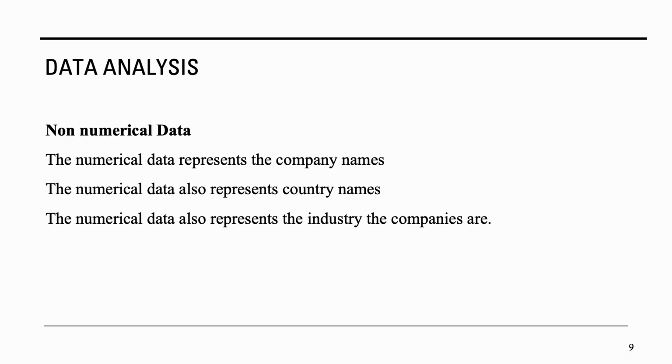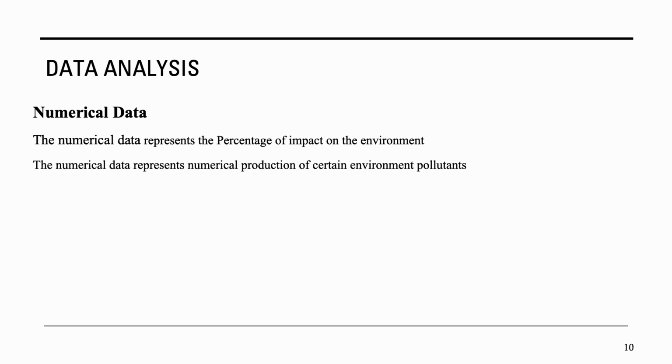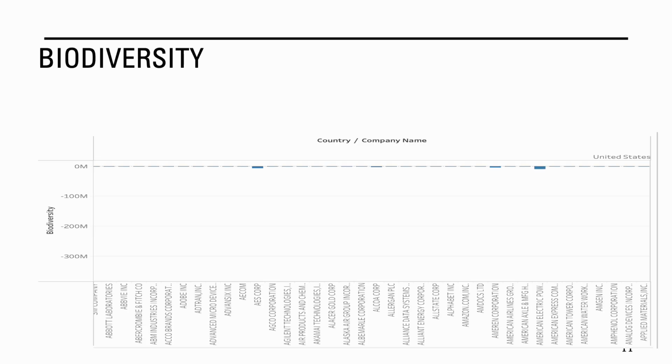The data analysis represents non-numerical data. The non-numerical data represents the company names. It also represents the country names and the industries the companies are in. The numerical data represents the percentage of impact on the environment. The numerical data also represents numerical production of certain environment pollutants.